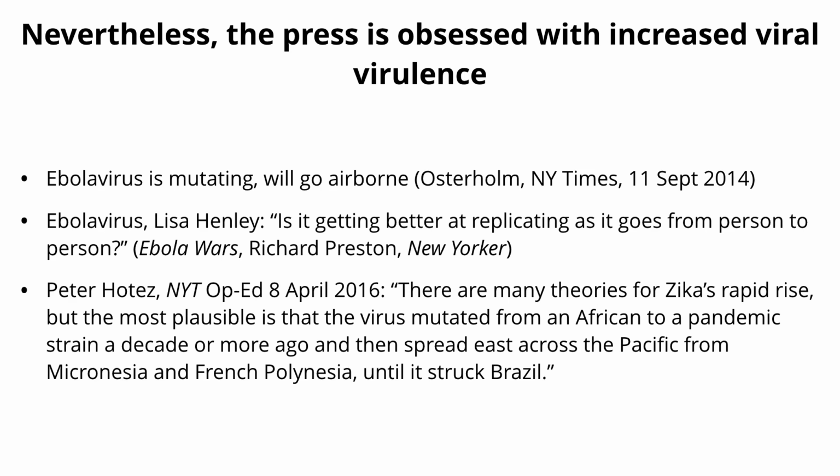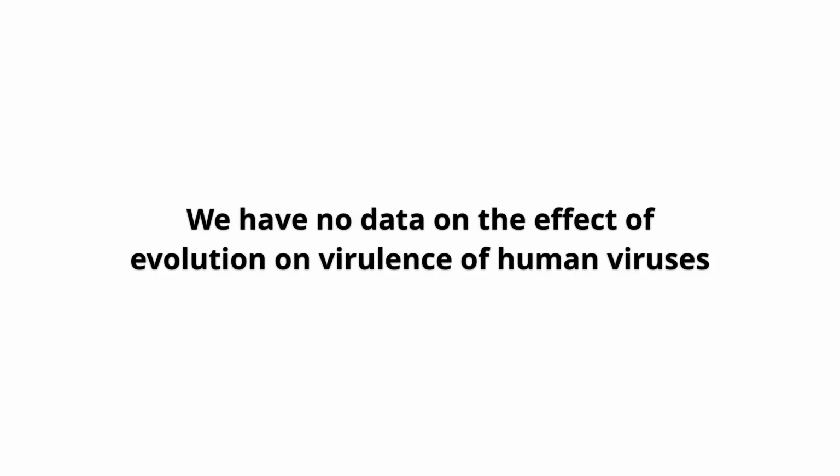But there's no evidence that any of this is happening because we can't do the experiments. We don't have a historical record for testing this. People love this idea of viruses mutating. It's in all the movies about viruses. They're always mutating and getting more virulent and killing more people. Yet, if anything, it's going the other way. And the problem is we can't prove it one way or the other. We have no data on the effect of evolution on the virulence of human viruses.